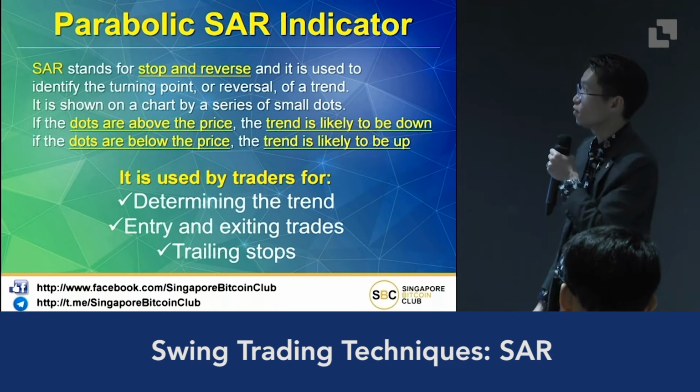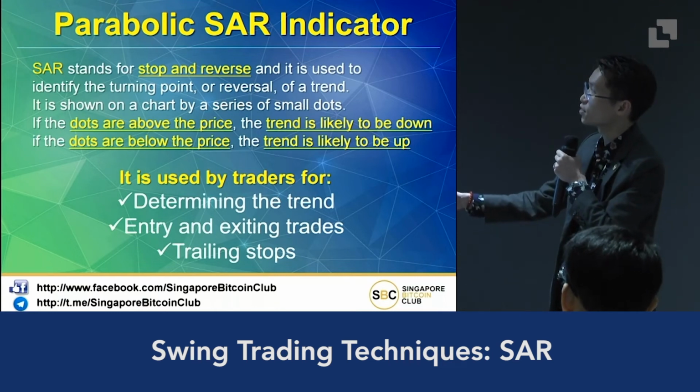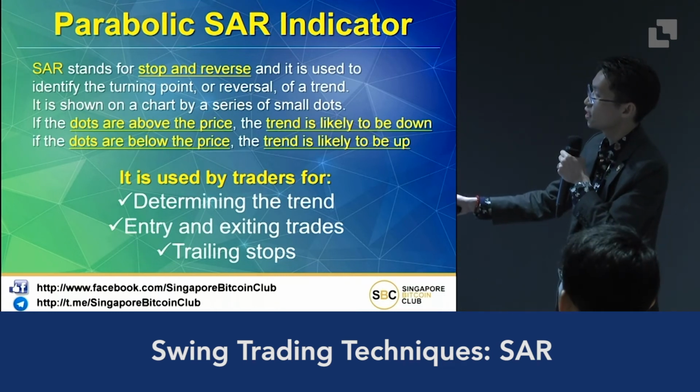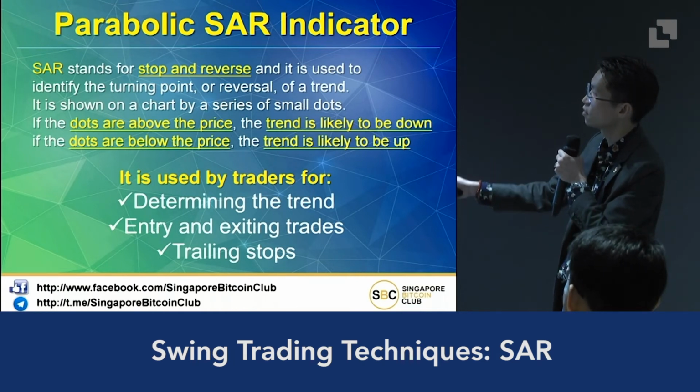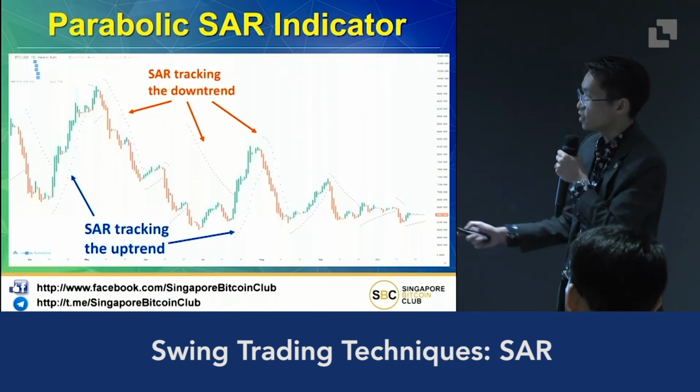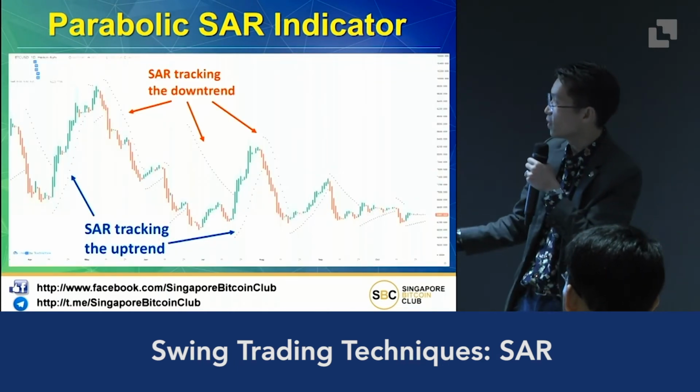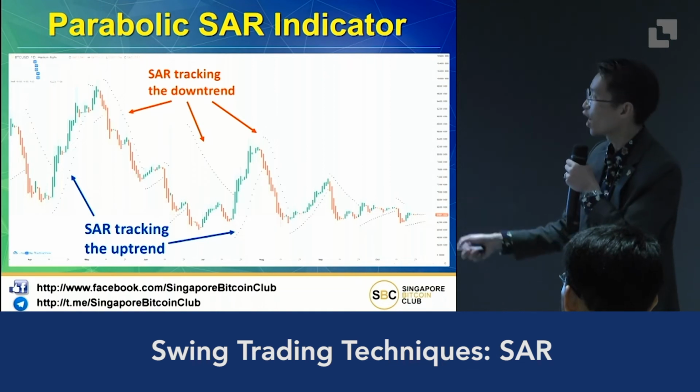The second indicator I'm going to use is the SAR indicator. Basically SAR stands for stop and reverse. Later I'll show you what this is. If the dots are above the price, trend is down. If the dots are below the price, trend is up. This is a snapshot from Liquid. So basically imagine here, just using the SAR.